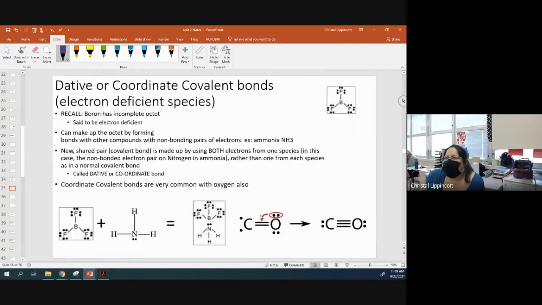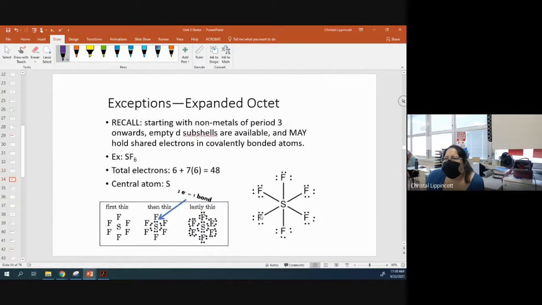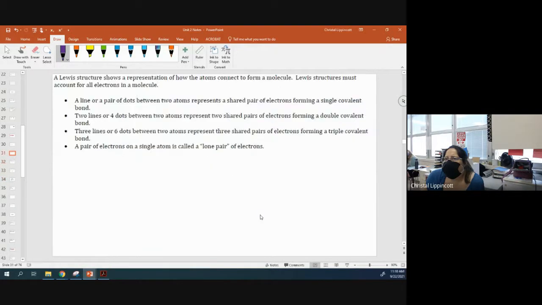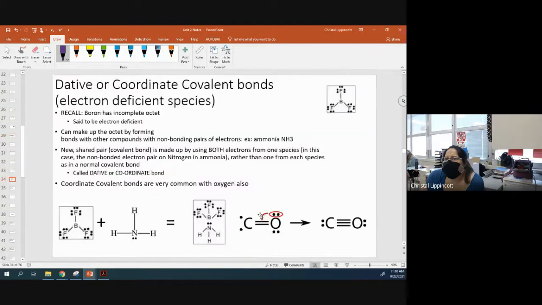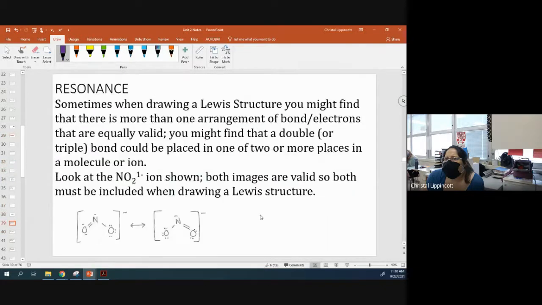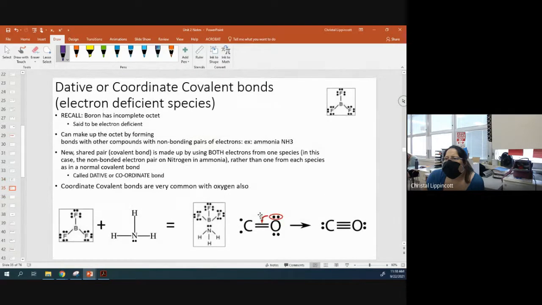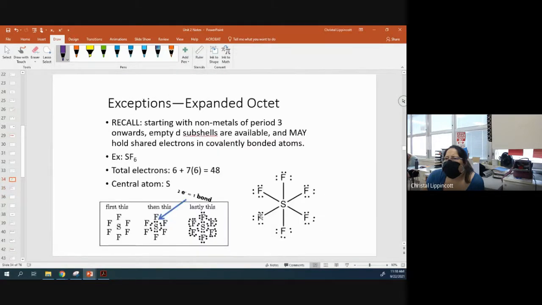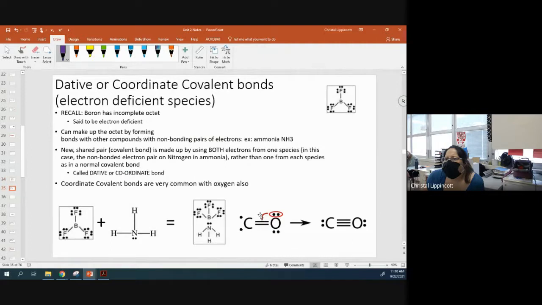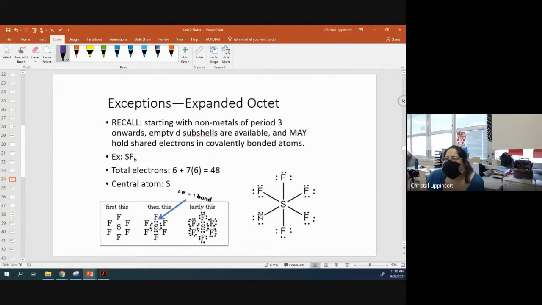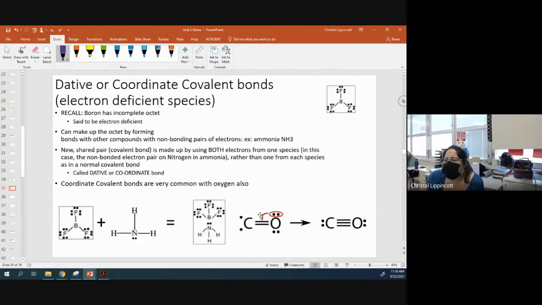Did I skip over boron? There's no boron. Oh, no, it's the next slide. I don't know where that is. Do you have anything in there about boron? It says boron has incomplete octet. Yeah, but I don't have a slide. It's not on my slides.